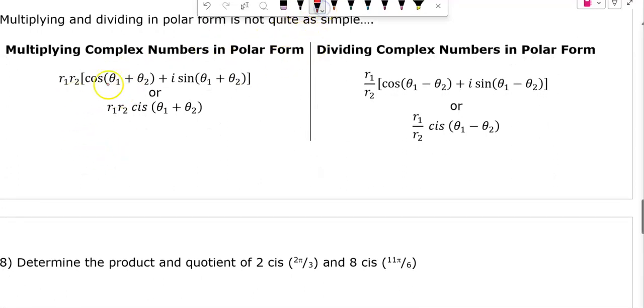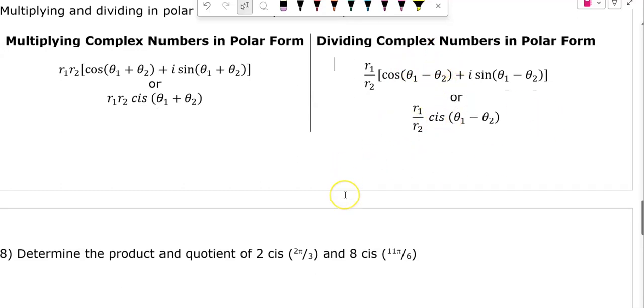Notice what this is saying: if I'm multiplying complex numbers in polar form, I take the r value of both of them and multiply them together, and I take the theta of both of them and add those together. If I'm dividing them in polar form, I take the r in my numerator and divide it by the r in my denominator. Likewise, I take the theta in my numerator and subtract the theta in my denominator from it to get these angle measures right here.